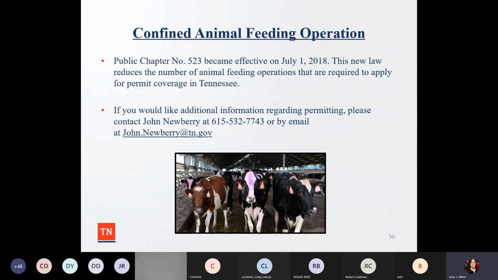So another thing to think about, there's some communities that are very rural in nature. So sometimes what you have is a confined animal feeding operation. And so as part of public chapter number 523 that became effective on July 1st, 2018, there's a new law that reduces the number of animal feeding operations that are required to apply for permit coverage in Tennessee. So if you have a large animal feeding operation, maybe before they start development, that you reach out to John Newberry to see if it would even be allowed.